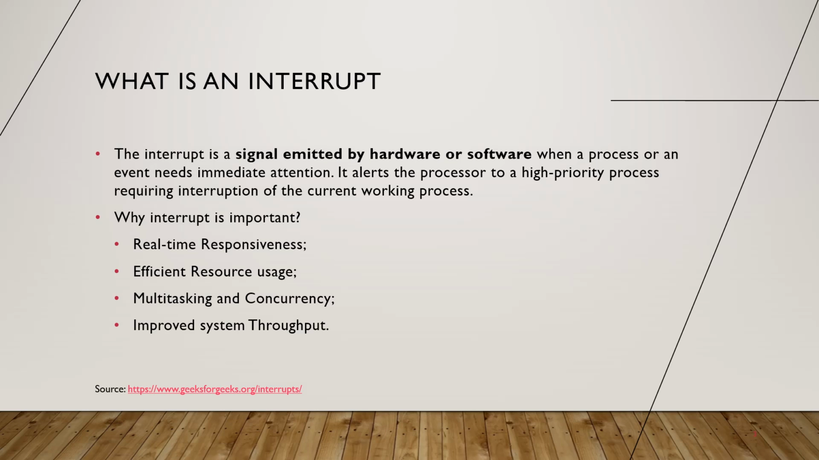Thirdly, multitasking and concurrency. Interrupts allow multitasking by allowing a processor to address multiple tasks concurrently. Finally, improved system throughput. By coping with events asynchronously, which means in parallel, interrupts allow the device to overlap computation with input-output operations or other responsibilities, maximizing system throughput and overall performance.